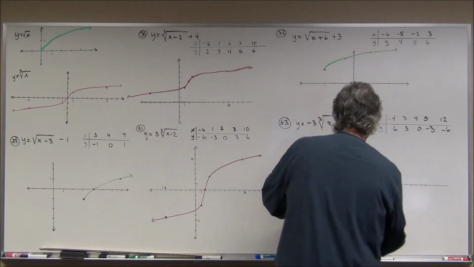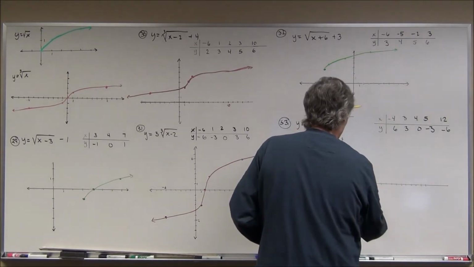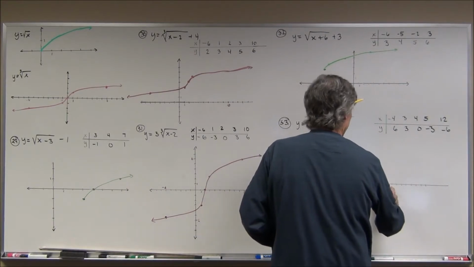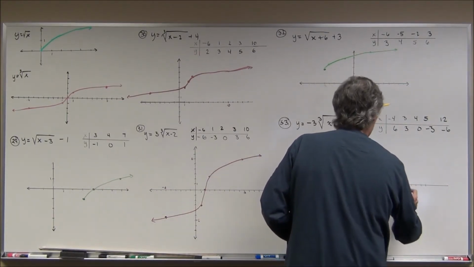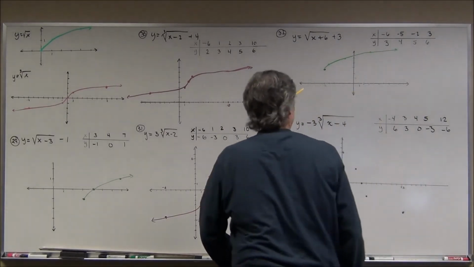And then 12. 1, 2, 3, 4, 5. This is negative 6 here. 1, 2, 3, 4, 5, 6, 7, 8, 9, 10, 11, 12. So that would be 12, negative 6. It'd be about here. So I get my graph.